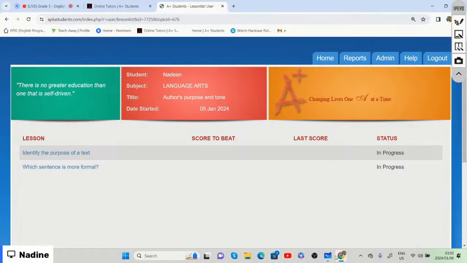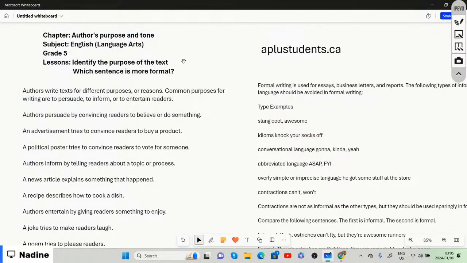All right. So our chapter is author's purpose and tone. Our subject is English language arts, grade 5. And the lessons that we're going to be focusing on today under the chapter of author's purpose and tone, we're going to identify the purpose of the text, and also which sentence is more formal. So we're going to then say which sentence is more formal.